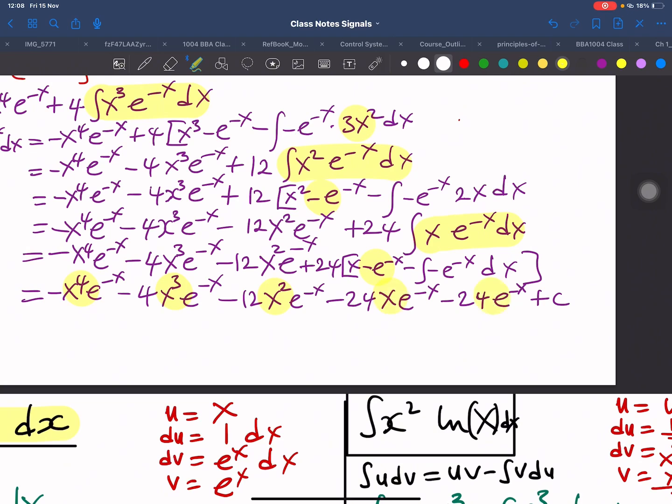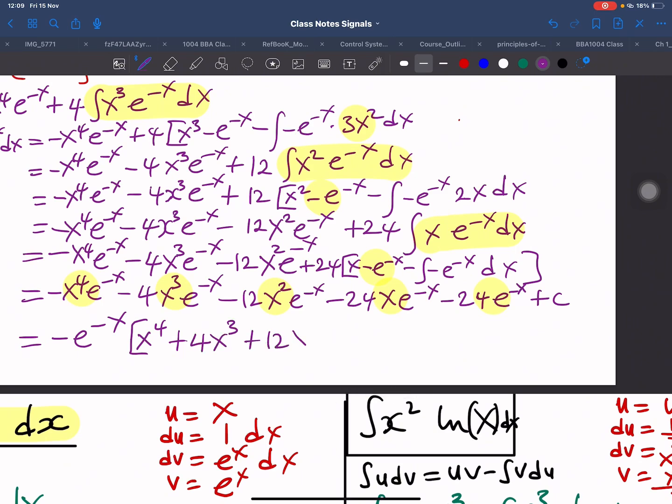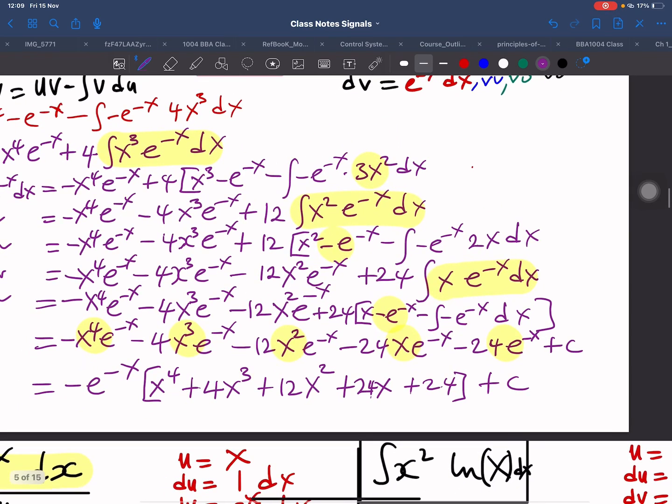So we now distribute it according to here. You now have minus e raised to power minus x, which should be distributed into x raised to power 4 plus 4x raised to power 3 plus 12x squared plus 24x raised to power 1, then plus 24, plus c. That's the final answer. So this is the final answer.